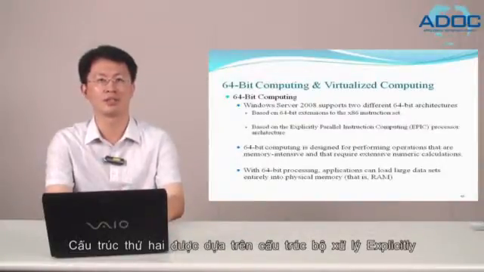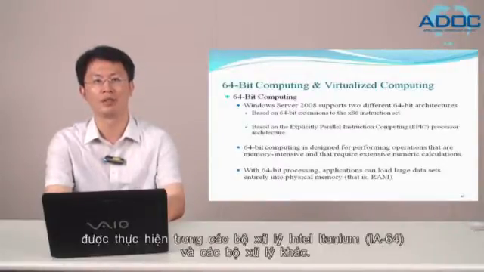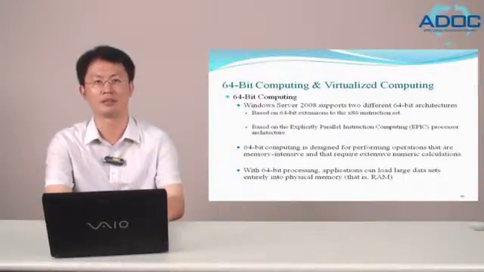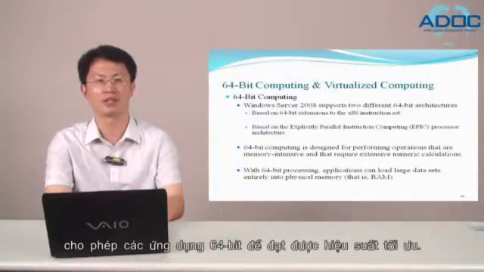The second architecture is based on the Explicit Parallel Instruction Computing, EPIC, processor architecture, which is implemented in Intel Itanium IA64 processors and other processors. This architecture offers native 64-bit processing, allowing 64-bit applications to achieve optimal performance.